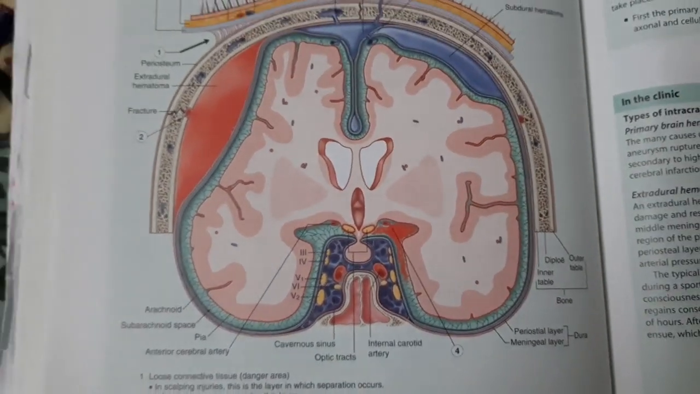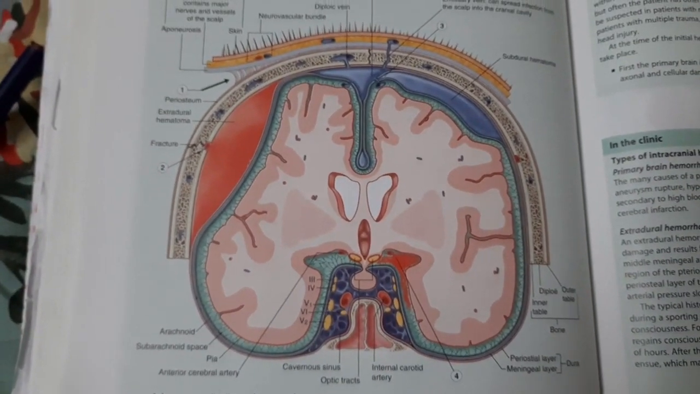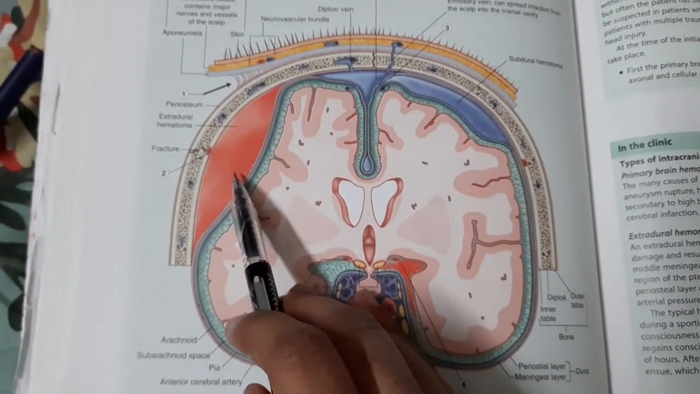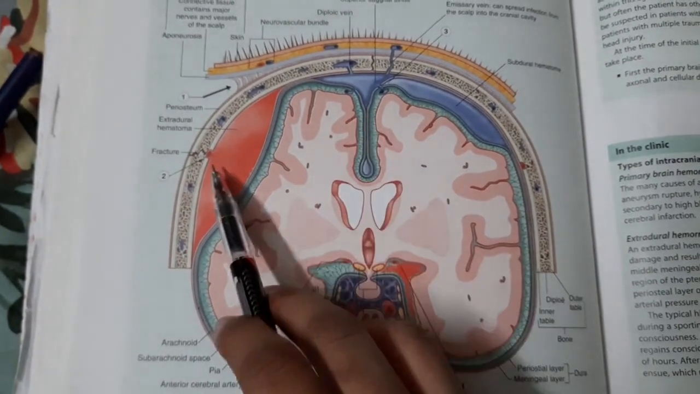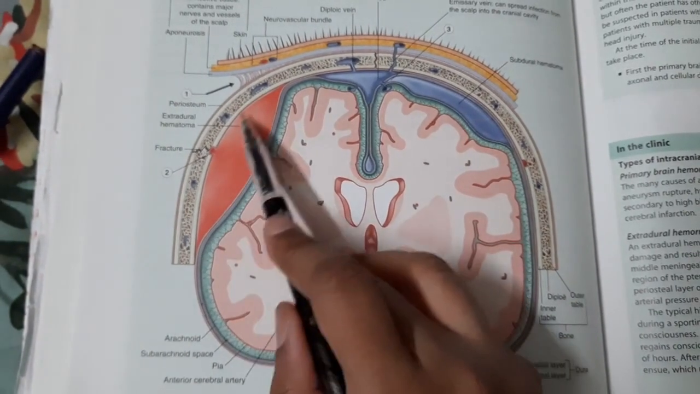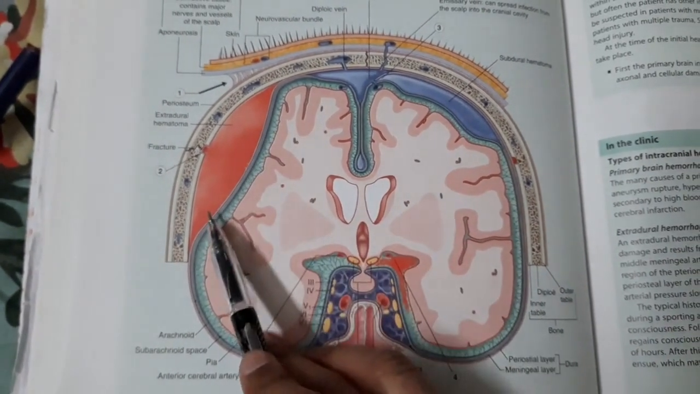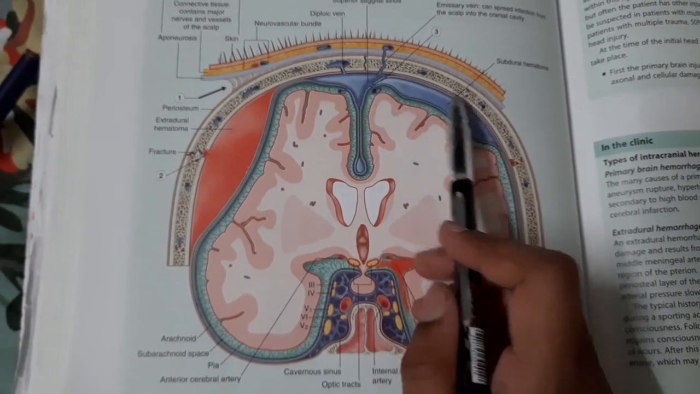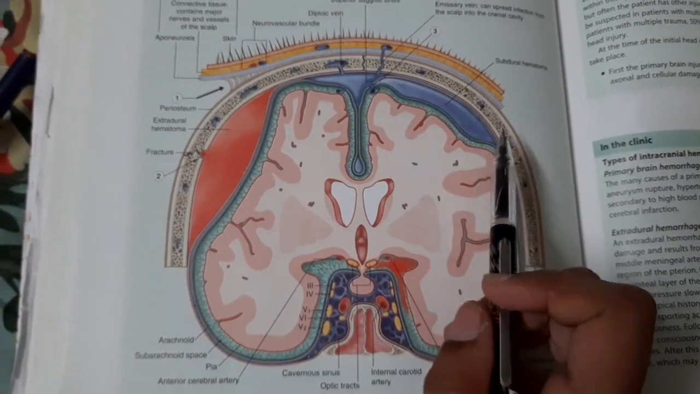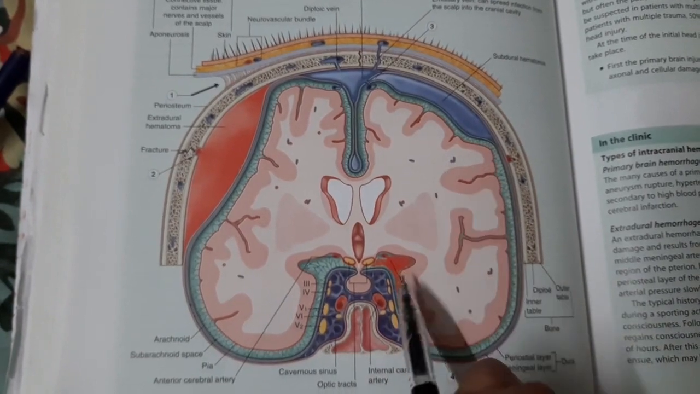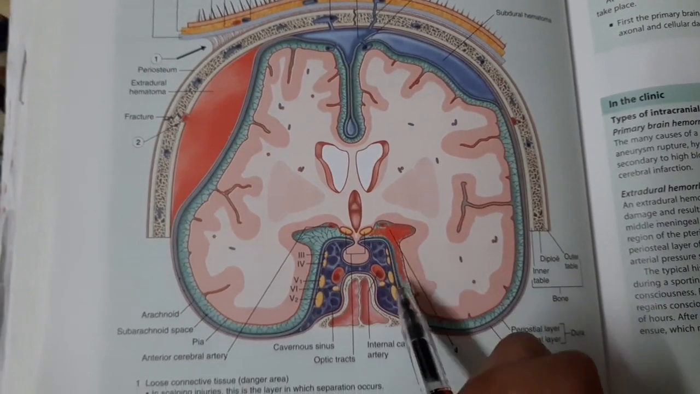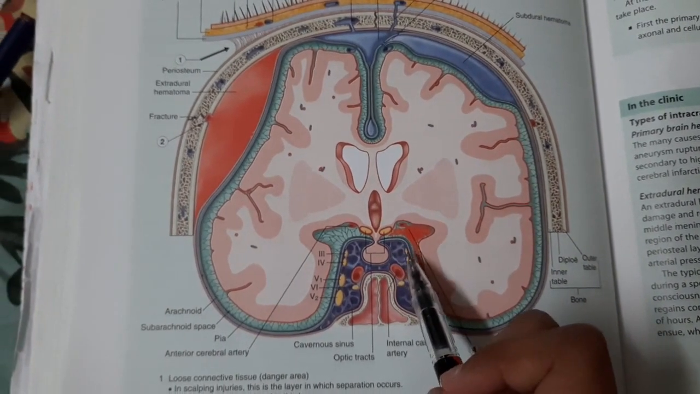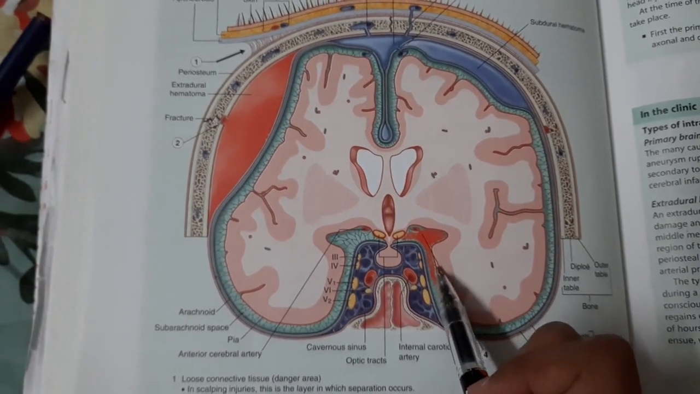So these are the scalp and meninges which differentiate the extradural hematoma, which is present between the skull and the dura mater; the subdural hematoma, which is present between the dura mater and the arachnoid membrane; and the subarachnoid hemorrhage, which is present between the arachnoid mater and the pia mater.